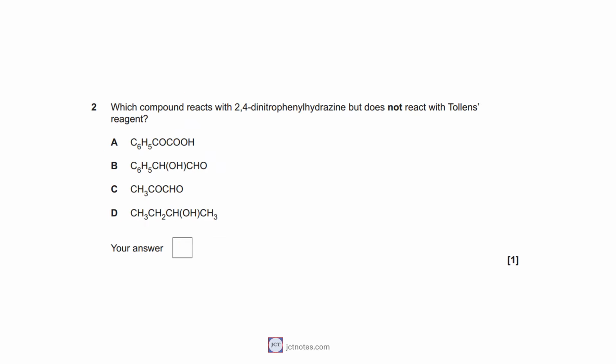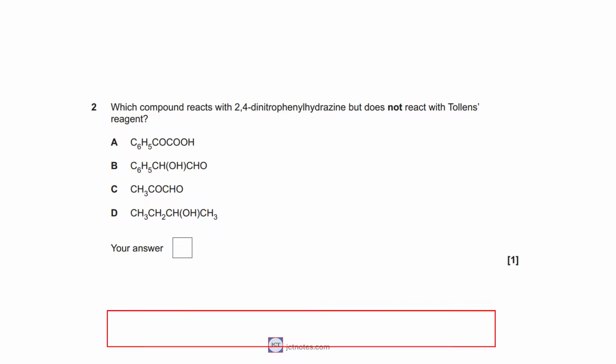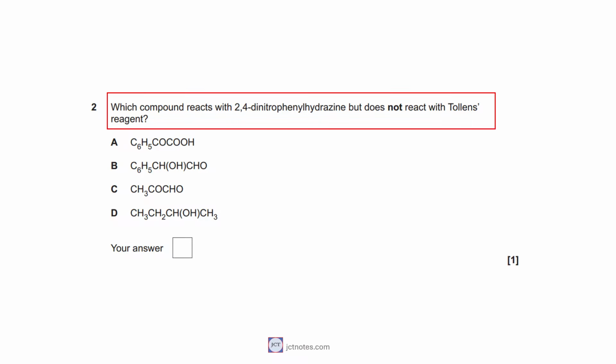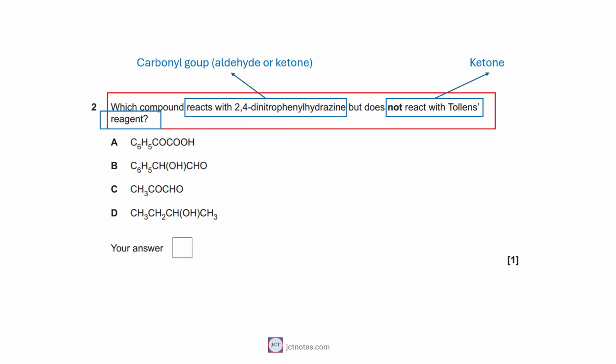In question 2, we are asked which of the four given compounds reacts with 2,4-dinitrophenylhydrazine but does not react with Tollens reagent. The reaction with 2,4-dinitrophenylhydrazine confirms the presence of a carbonyl group, meaning the compound is either an aldehyde or a ketone. Since it does not react with Tollens reagent, it must be a ketone, as Tollens test is specific for aldehydes. Drawing the structure can help identify the ketone more easily.